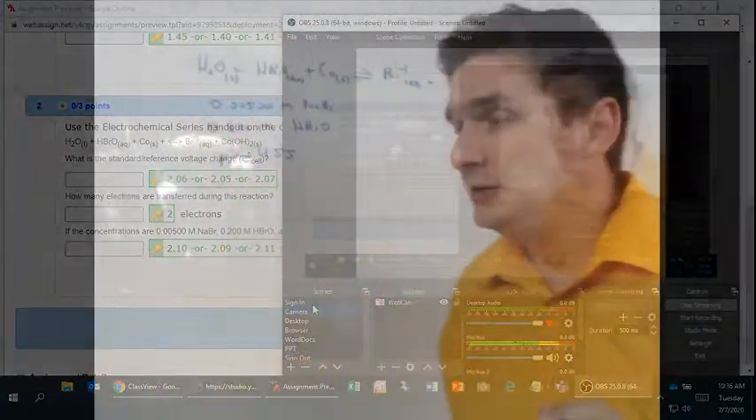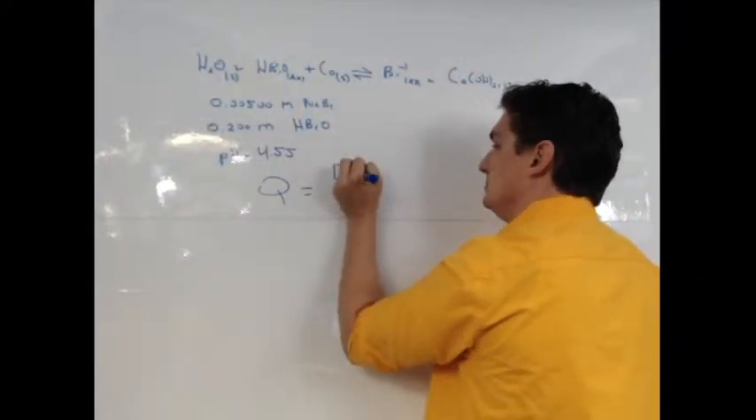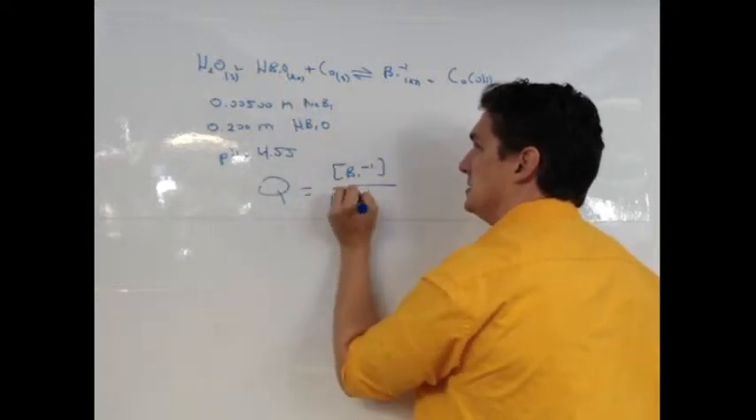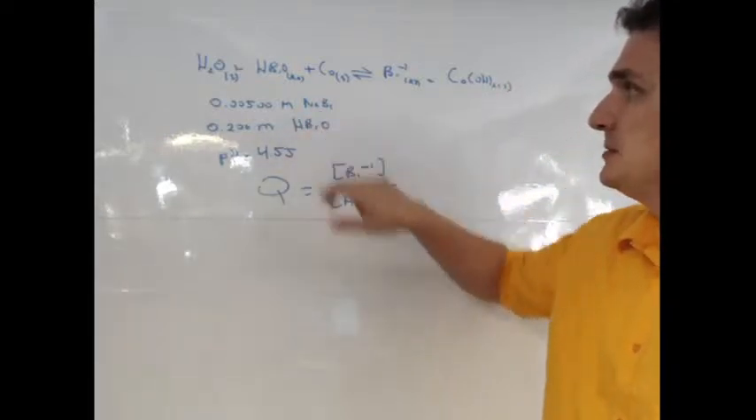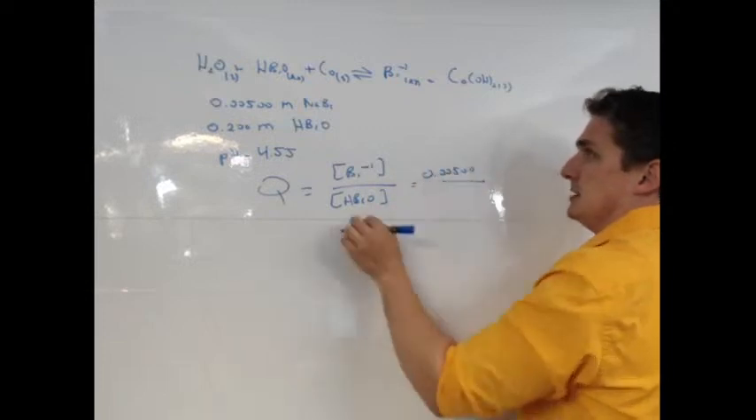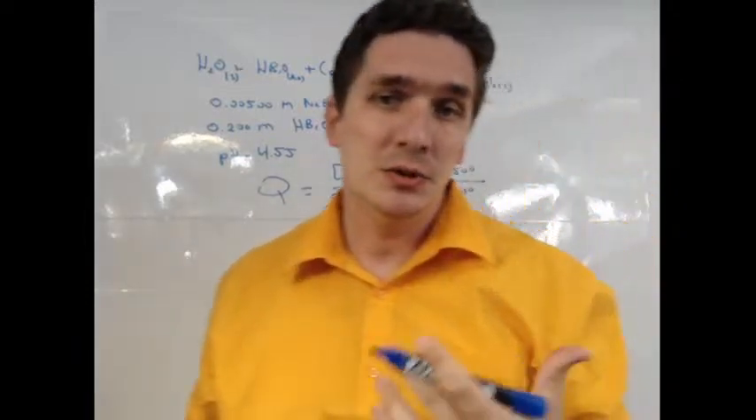So in order to figure out Q, we just write out an expression for the reaction. So Q is the concentration of bromide over the concentration of HBrO. These numbers are given to us. Bromide comes from our sodium bromide, so this is 0.00500 divided by the concentration of the HBrO, which is 0.200. And you will get a number from there.